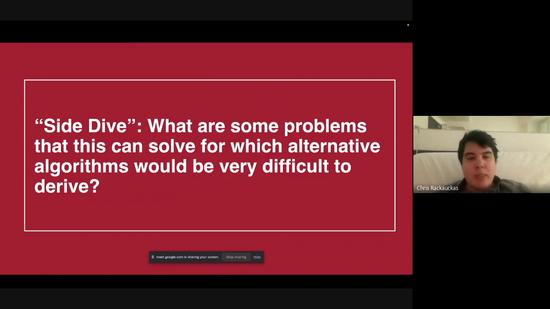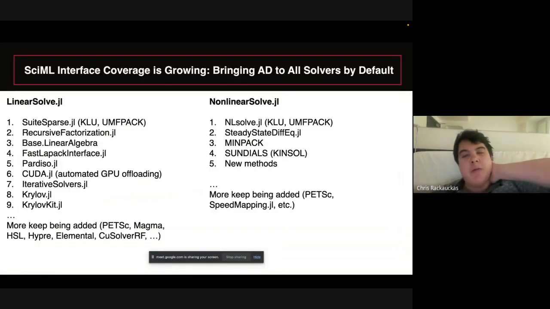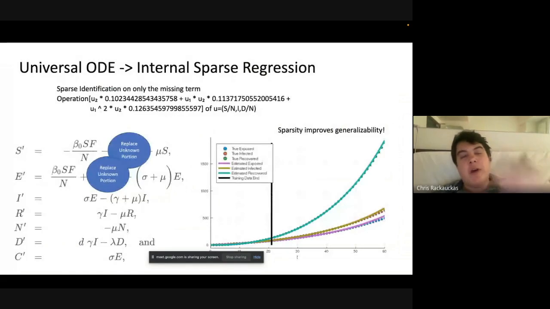Thank you. Yeah, so a side dive here is, what are some problems that you can solve with this kind of technique, which can be very difficult to derive alternative algorithms for, right? So if you go back to this kind of symbolic regression to find ODEs, there are people that have been able to come up with methods for doing symbolic regression specifically for ODE systems from time series, right? That's not new. But I think the interesting thing here is this idea of using neural networks to capture missing functions and then analyze them in isolation, right? That is a generalizable idea.